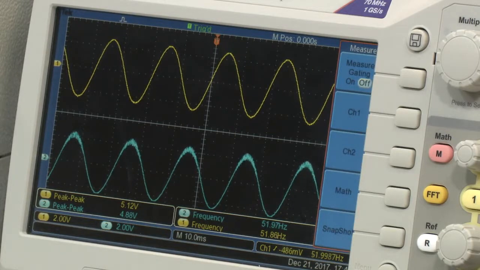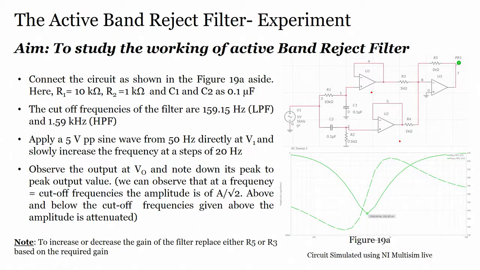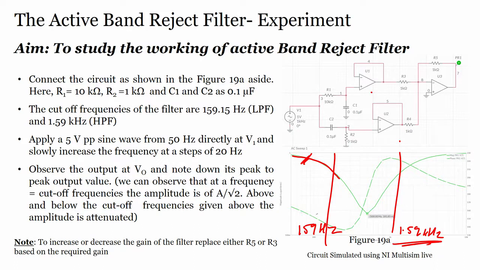1.59 kilohertz. Now if you come back to the screen, let us assume that this is 159 hertz and this is 1.59 kilohertz. Now you see the signal. The voltage starts attenuating from here actually, and then it comes down here. That is why even when you come to 115, 118, you can still see that the voltage is decreasing. It is not 5 volts anymore, it is 4.8, it is 4.5.